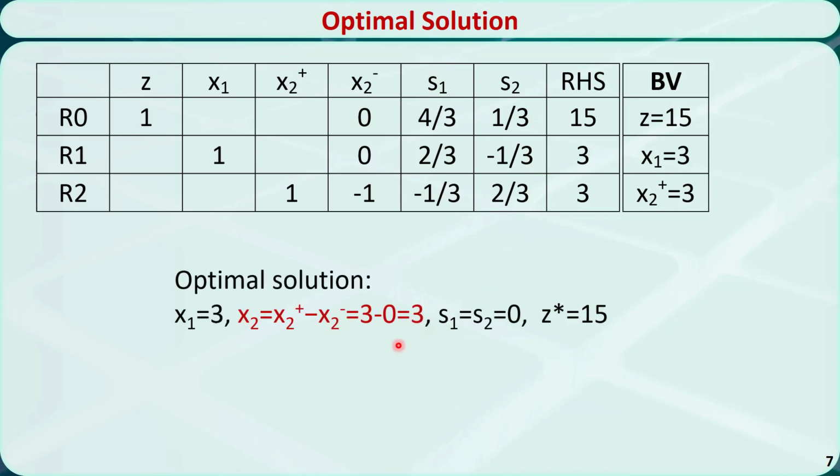The optimal solution is x1 is equal to 3, x2 is x2 plus minus x2 minus is equal to 3 minus 0 is equal to 3. s1 is equal to s2 is equal to 0. Z star is equal to 15. Also, the solution is the same as the one we got using the graphic method.